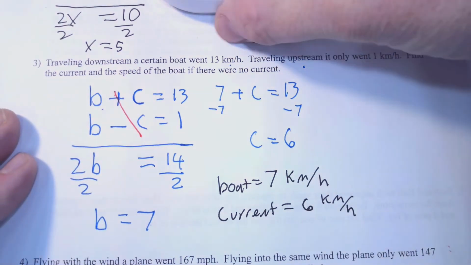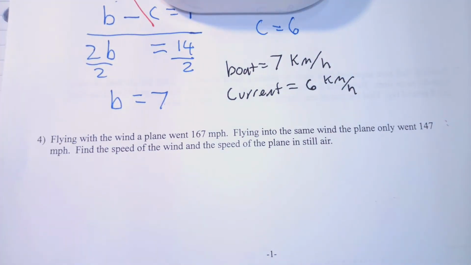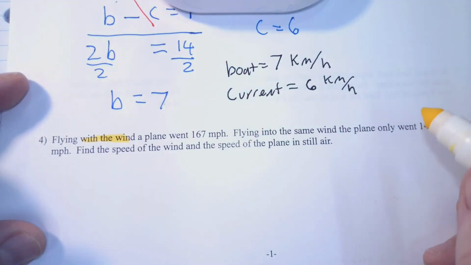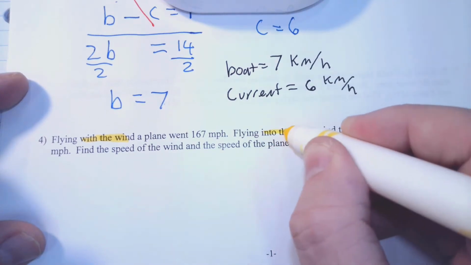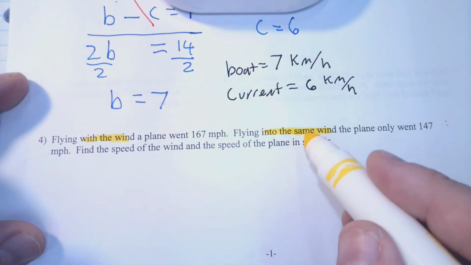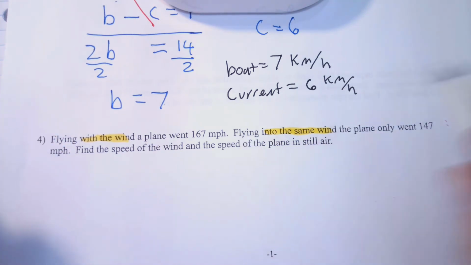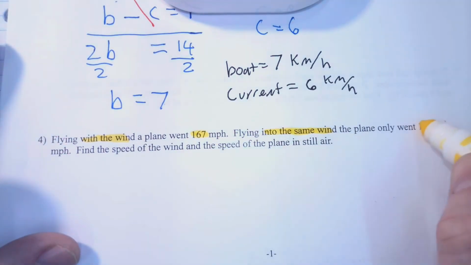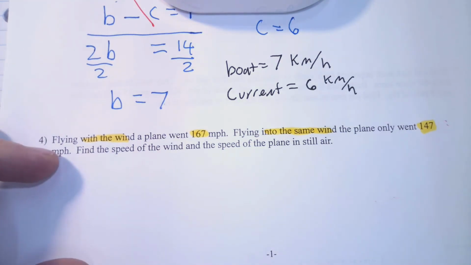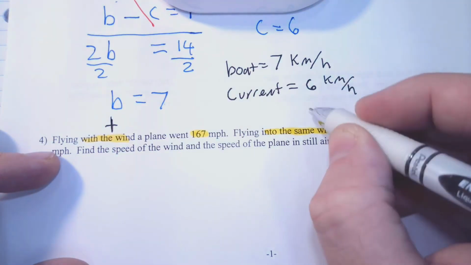All right, let's look at an airplane. Airplane's just like a boat. Okay? It's exactly like a boat except for it says with the wind into the same wind. Which one do you think is faster if you fly with the wind or against the wind? Which is faster? Okay, and you can tell because look, this way is faster and this way is slower. This particular plane is a slow plane. So I'm betting with the wind is going to be plus, and against the wind is going to be minus.